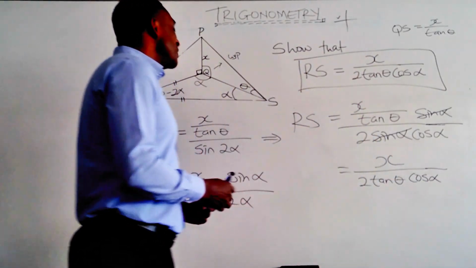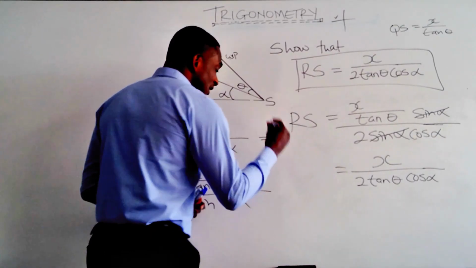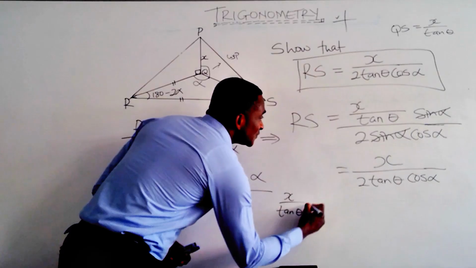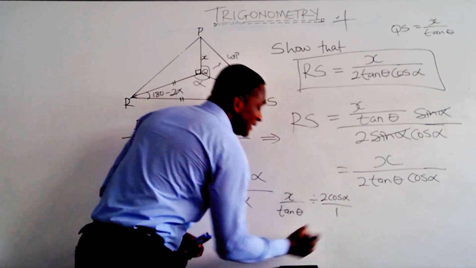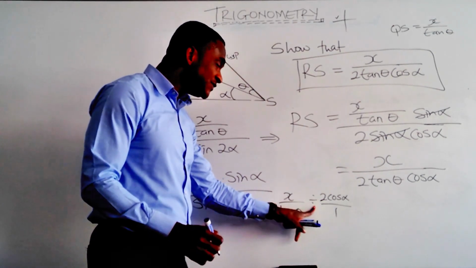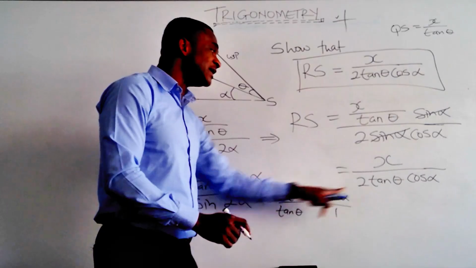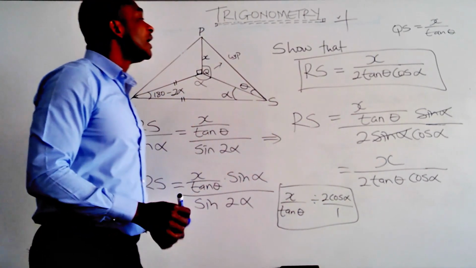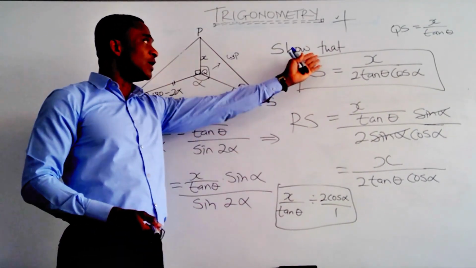If you don't remember your division, please revise. Remember that can be x over tan theta divided by 2 cos alpha over 1. And then when you change this division to multiplication, 2 cos alpha comes below, and that will give us that. So remember, this is the approach, and that has given us what we have.